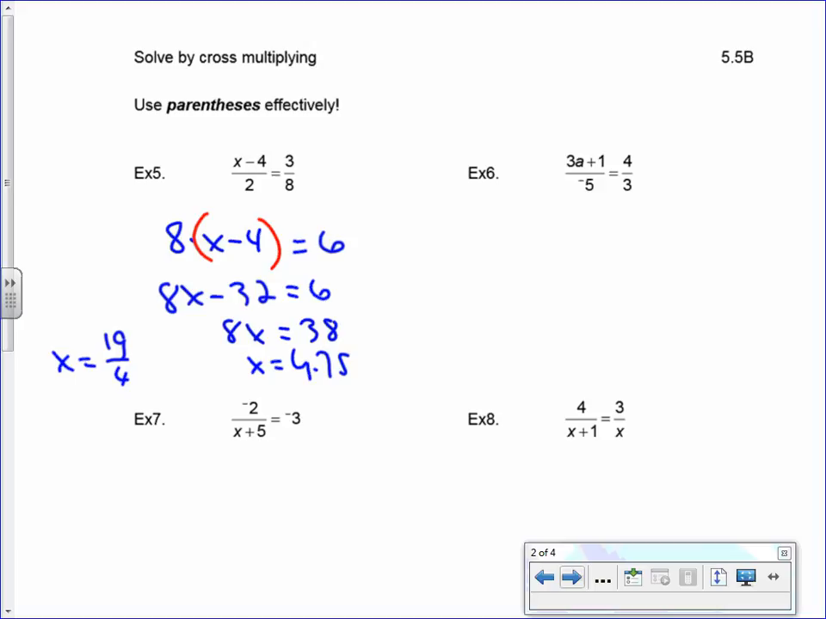The same process. 3, you need parentheses. 3a plus 1, and 4 times negative 5 is? Negative 20. I'm going to say again, you have to use your calculator for this. So those of you who know that your arithmetic skills are a little weak, get good with that calculator, okay?